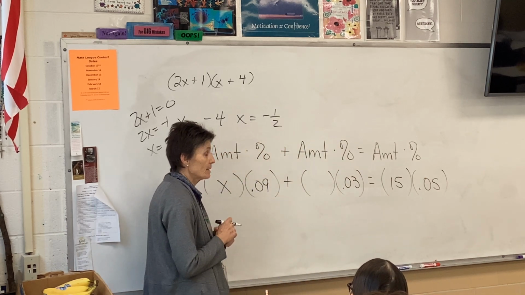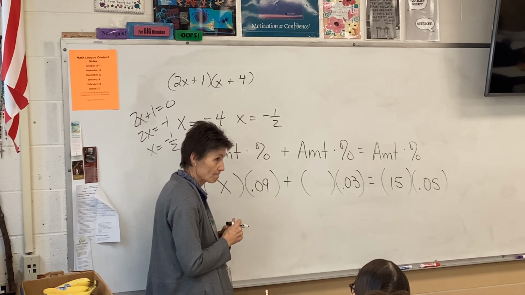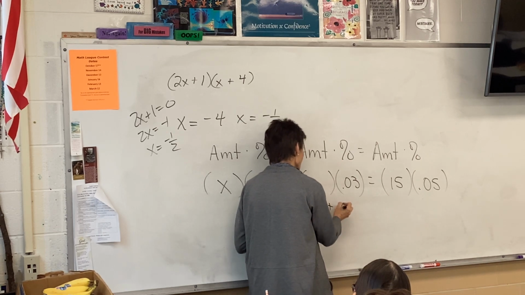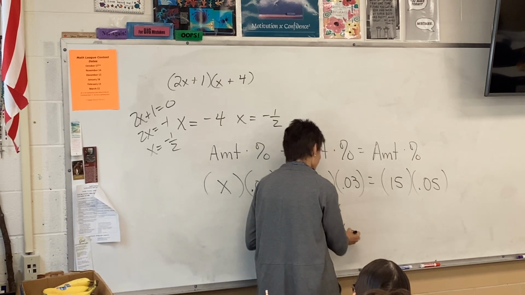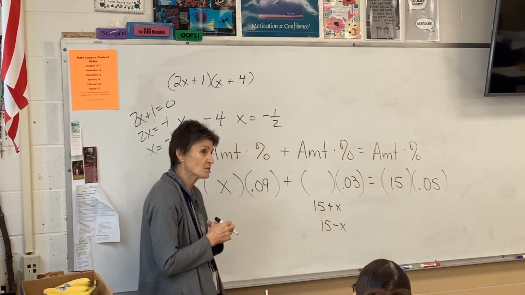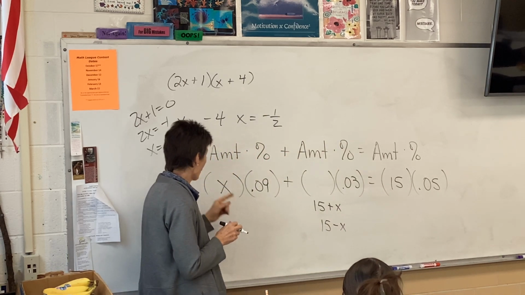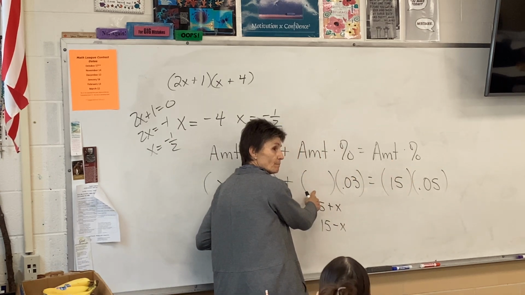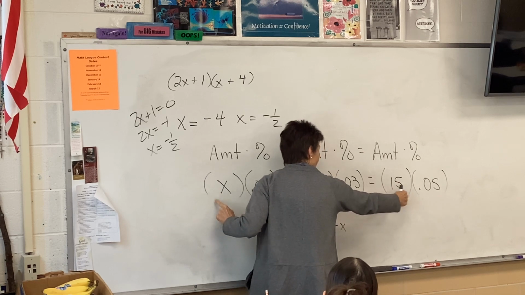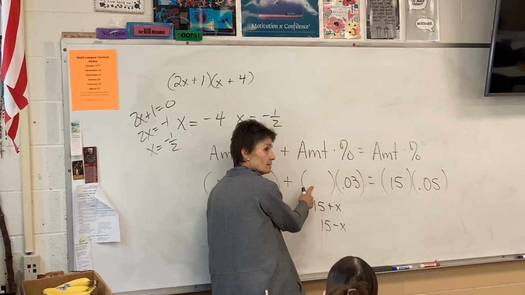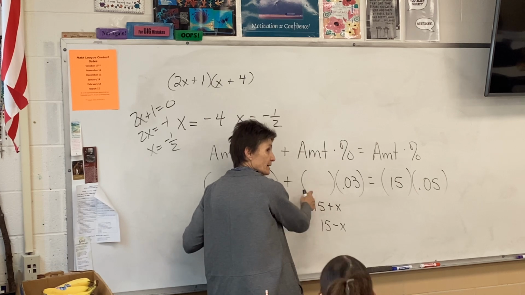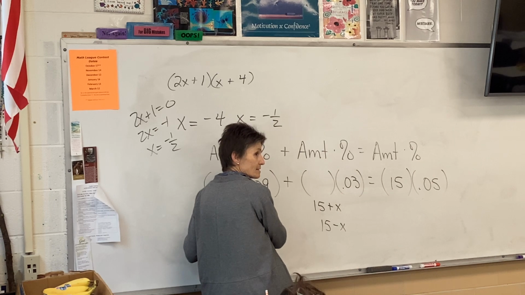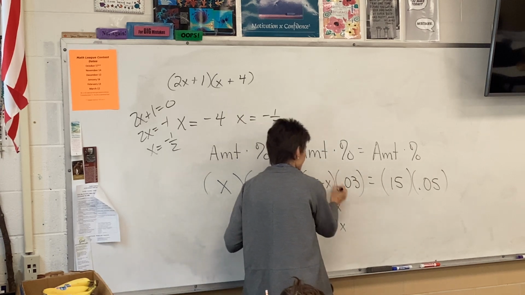Now, here's what I want you to think about. You have two choices here. This is gonna be 15 plus x, or it's gonna be 15 minus x. Now I want you to think about what's going on. Are these the two that are getting added to give you this one? Aren't these two getting added to give you that one? So you're not adding 15 and x. It's gotta be 15 minus x.